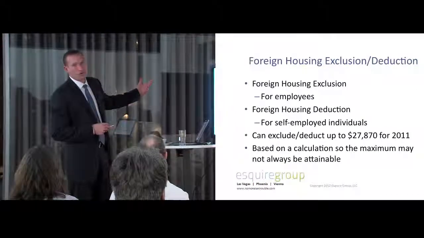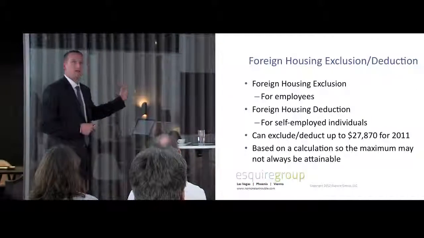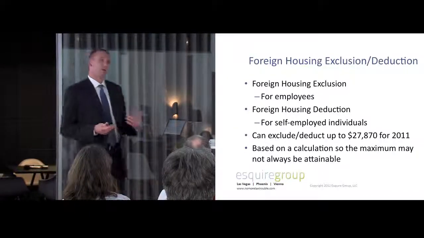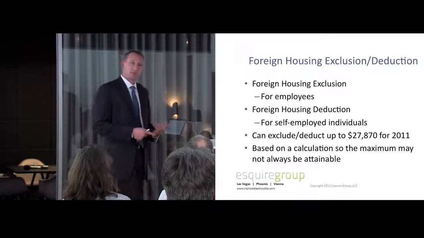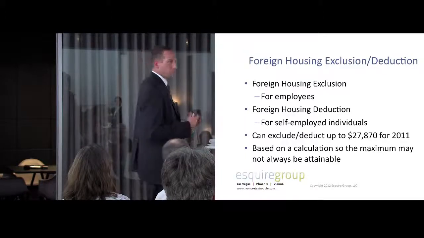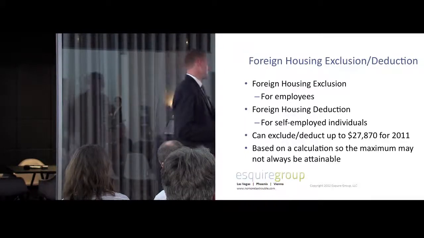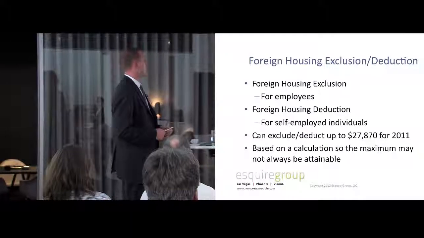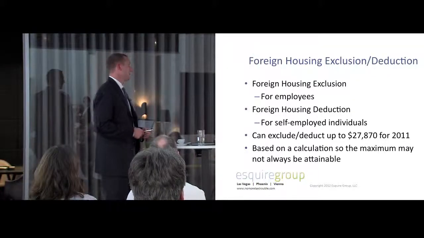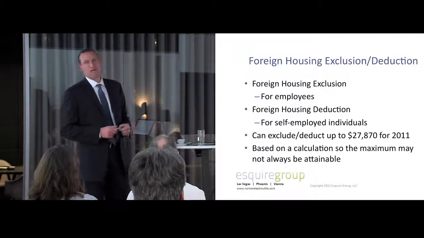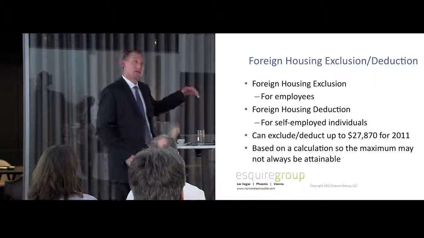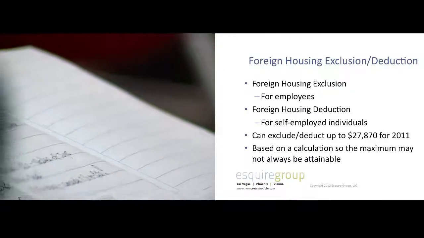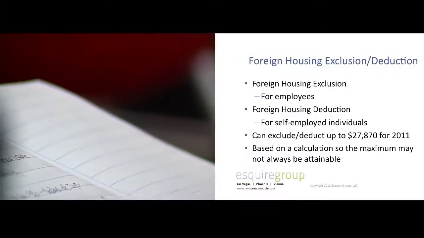In addition to the foreign earned income exclusion, you can take a foreign housing exclusion. And this is to help offset the cost of living expenses like your rent, mortgage interest, insurance, things like that. The maximum you could take in 2011 was $27,870, and so that gets added to the foreign earned income exclusion. But this is not per person.